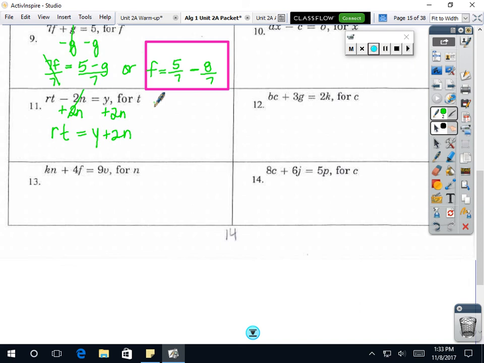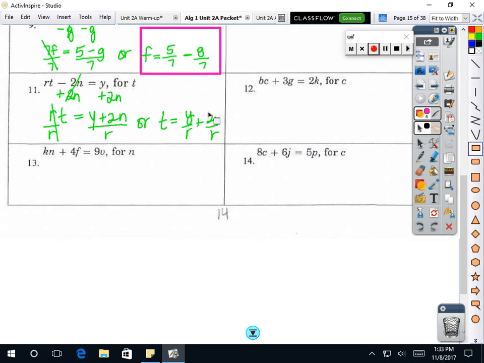Now to solve for t, what do I have to do? Divide it by r on both sides. So t equals y plus 2n over r, or t equals y over r plus 2n over r. That's not hard. All you're doing is rewriting it, but putting the r under each part individually. Yes. That way, if one of them can be simplified, you can do so.